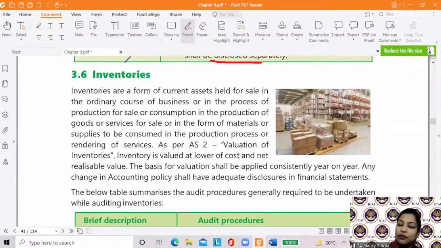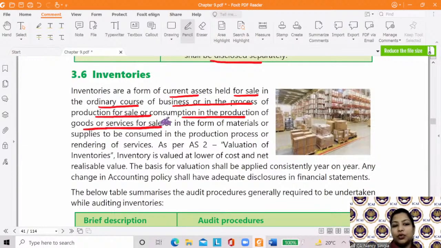ठीक है? So inventory क्या होता है? Current asset होता है. ठीक है? किस लिए होता है? Held for sale, that is what finished goods. In the process of production for sale, that is what work in progress. Or consumption in the production of goods or services for sale, that is what raw material. AS2 के हिसाब से करना है valuation of inventories valued at lower of cost or NRV. ठीक है? consistently है नहीं, change है तो क्या करना है?